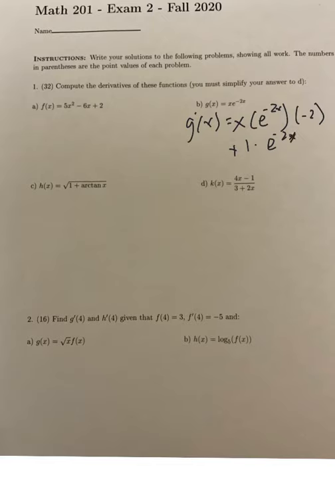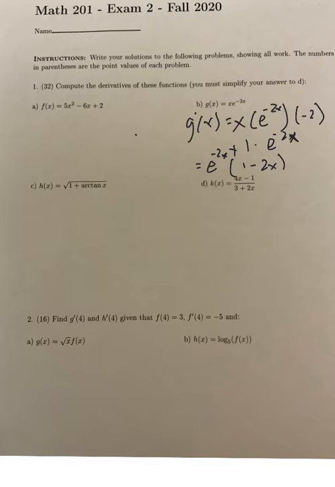I didn't ask you to simplify it. A lot of you did. You didn't need to. If you do, you can factor the e to the minus 2x out, and you get 1 minus 2x.